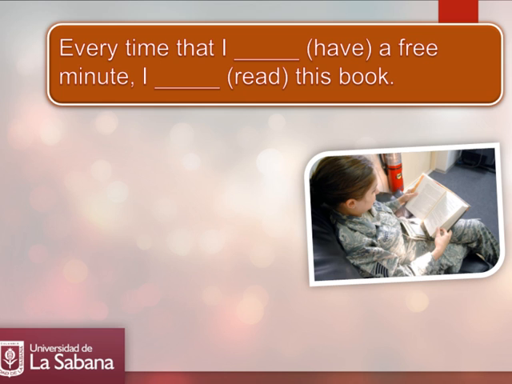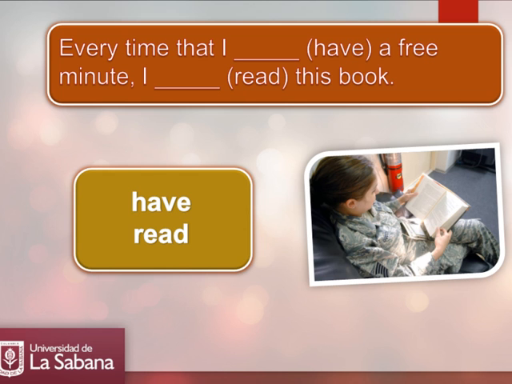So first decide if this is conditional type 0 or if this is conditional type 1, and then according to the rules put the verbs into the correct tense. Remember that the condition is always in the present simple, whether it's conditional type 0 or conditional type 1. Pause the video if you need more time, and when you're ready you should get, every time that I have a free minute I read this book. Definitely this is conditional type 0 because we have every time, which means that this is something that happens always. It is not a one-time event.